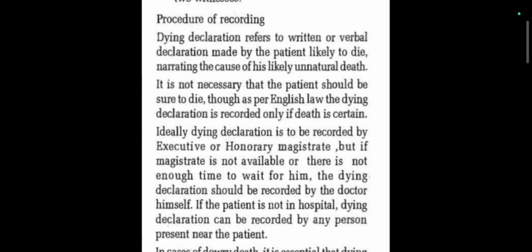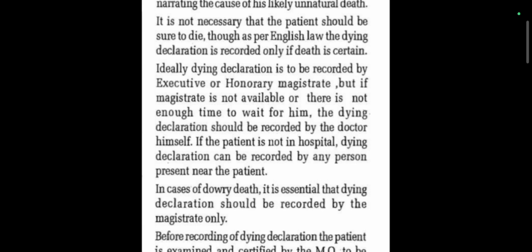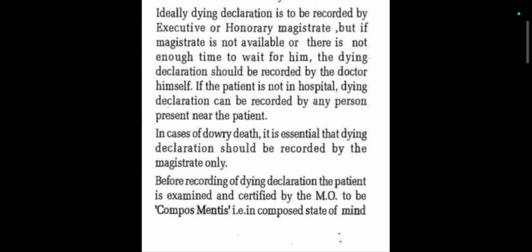Ideally, dying declaration is to be recorded by an executive magistrate, but if the magistrate is not available or there is not enough time to wait for him, the dying declaration should be recorded by the doctor himself. If the patient is not in hospital, dying declaration can be recorded by any person present near the patient.